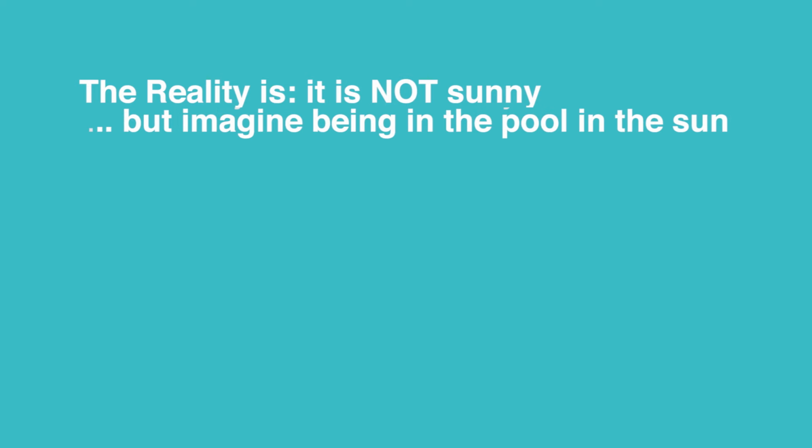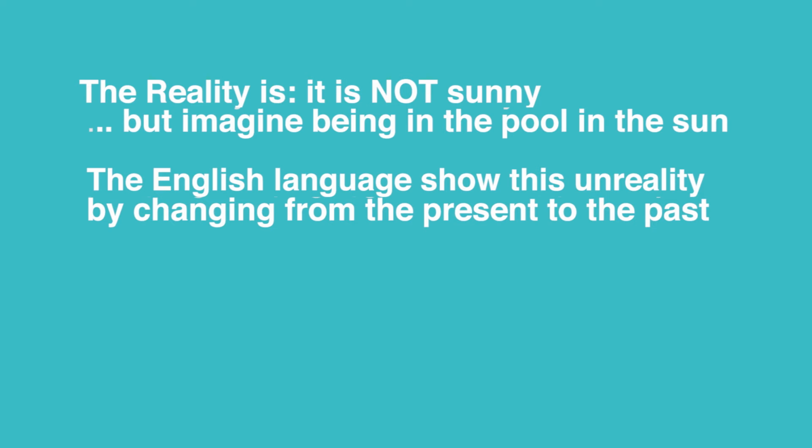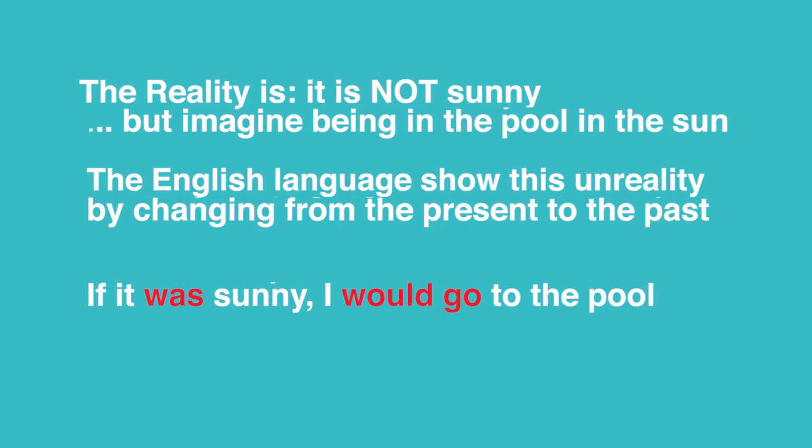In this case, it is not sunny. This is the reality. But imagine a different situation where it's sunny, unreal, but imagine it, and imagine the feeling of being in the swimming pool, in the sun. Well, in these situations of unreality, we take a step back in grammatical time to show this unreality. Some languages use a subjunctive verb form in these situations. So, it is not sunny now, but if it was sunny, I would go to the swimming pool.